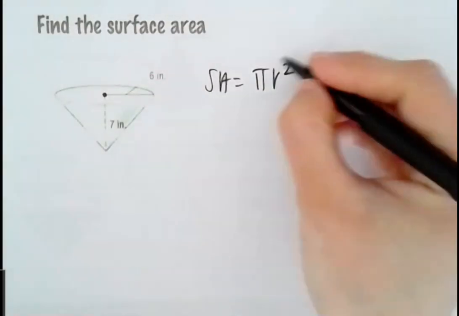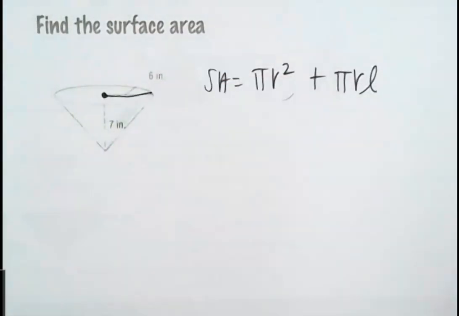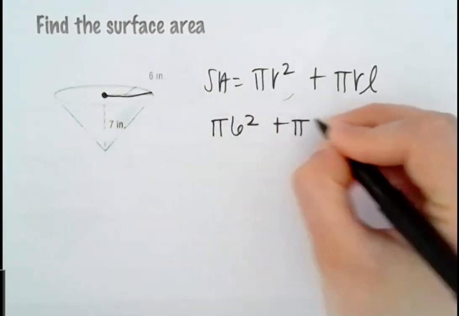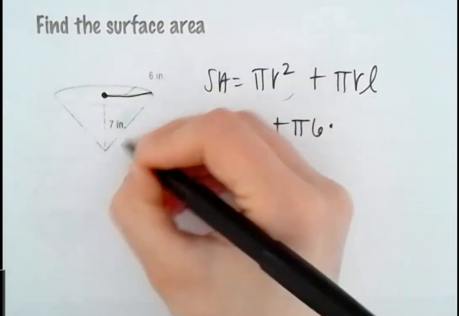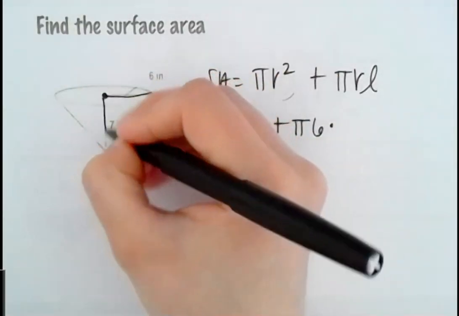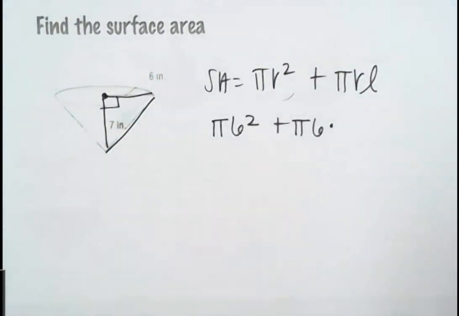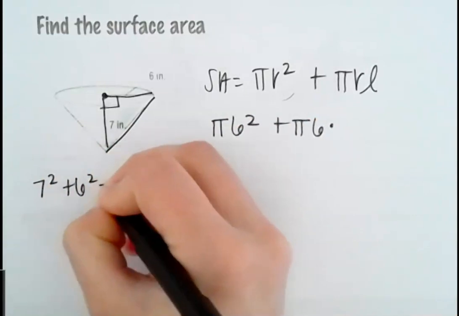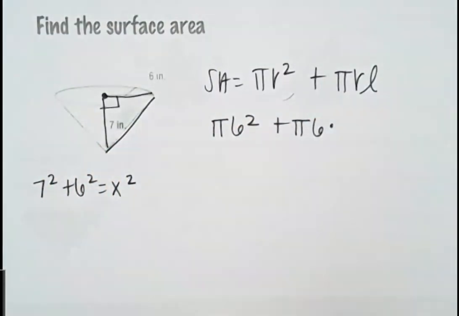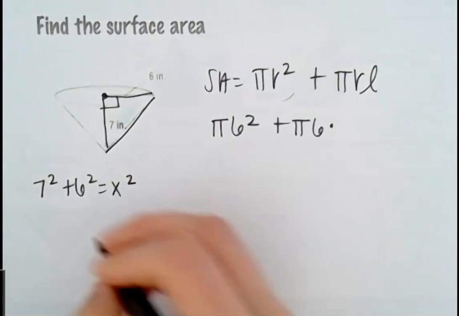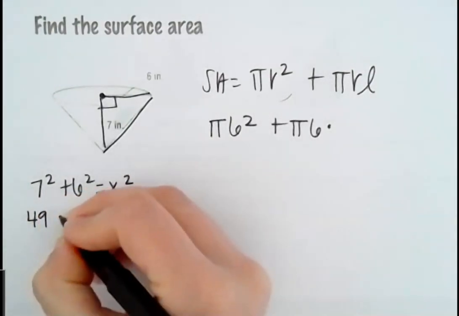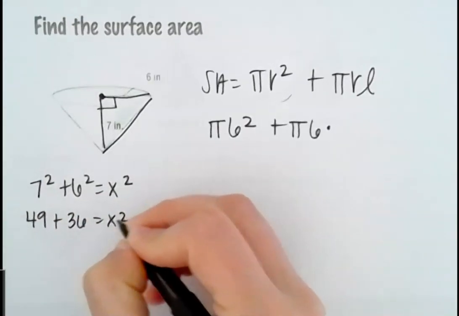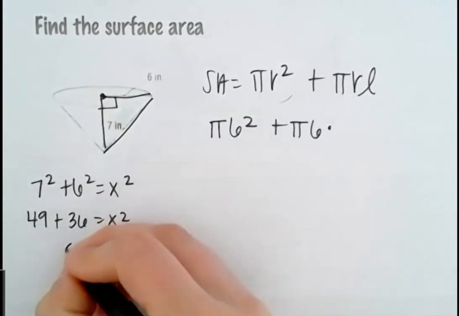Okay, so what is our radius? Well, they tell us our radius is 6, so I'm going to plug in pi 6 squared plus pi 6 and our L. Of course, why would they not give us that? Well, we can find it though, because again, it's just another Pythagorean theorem. 7 squared plus 6 squared equals x squared, or our L squared. Crunching these numbers out, 49 plus 36 equals x squared. Adding 49 and 36, we get 85.